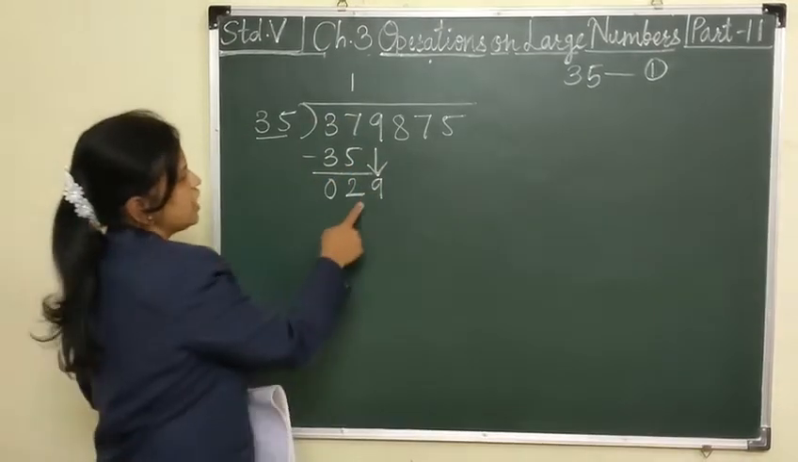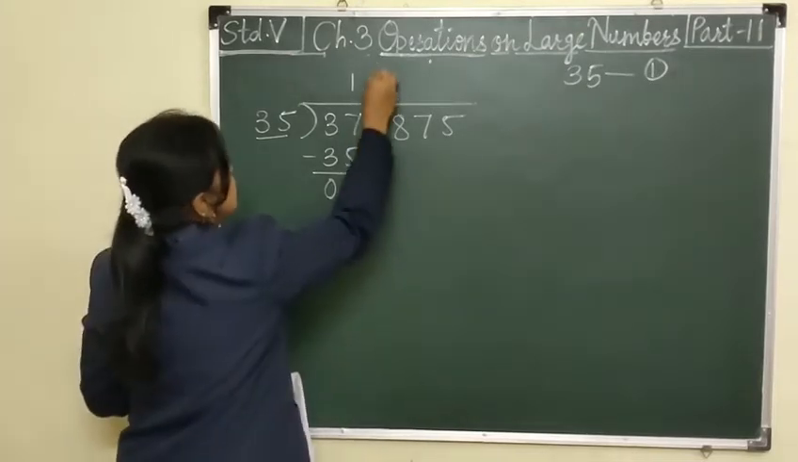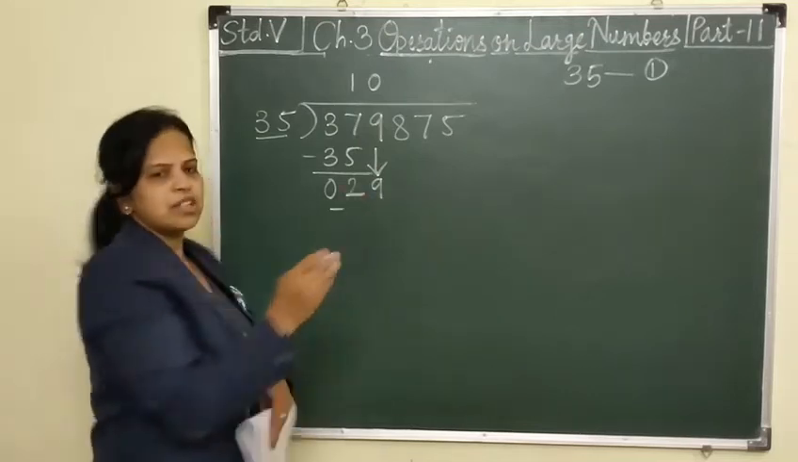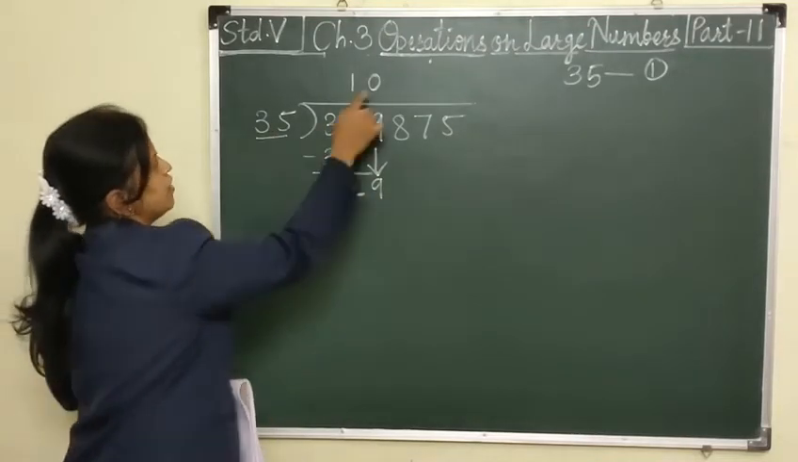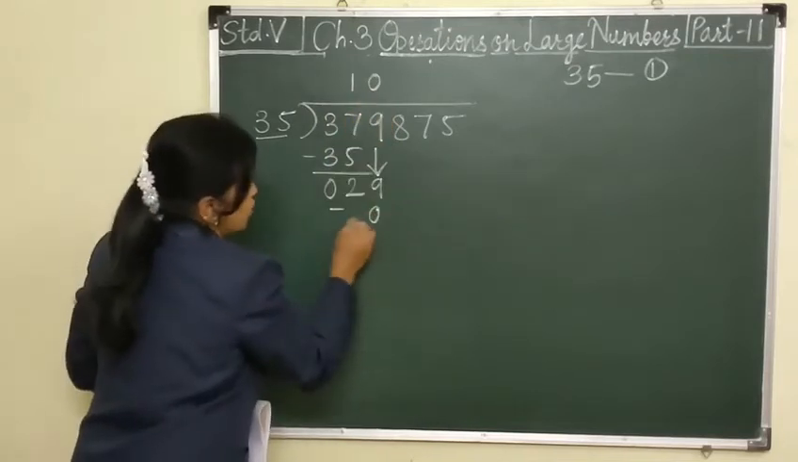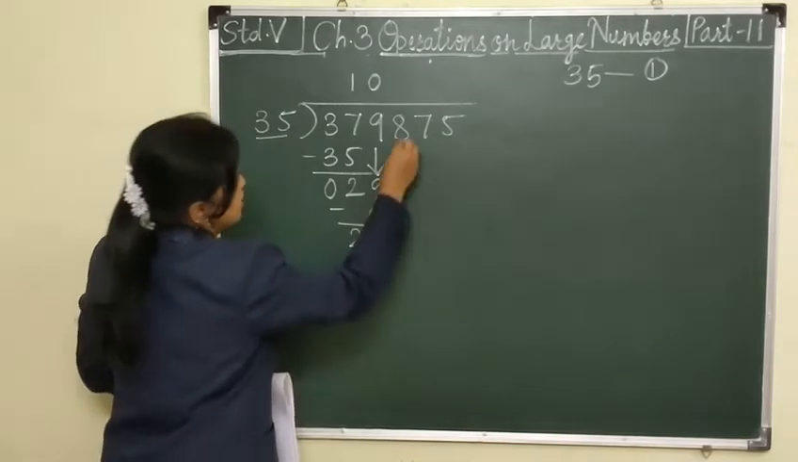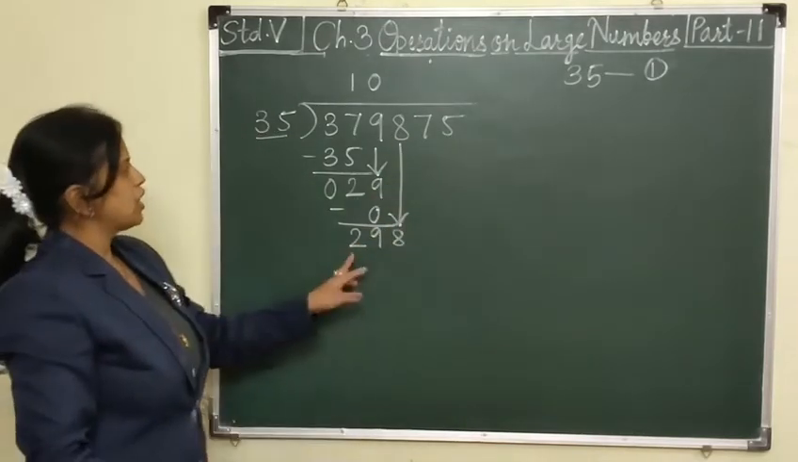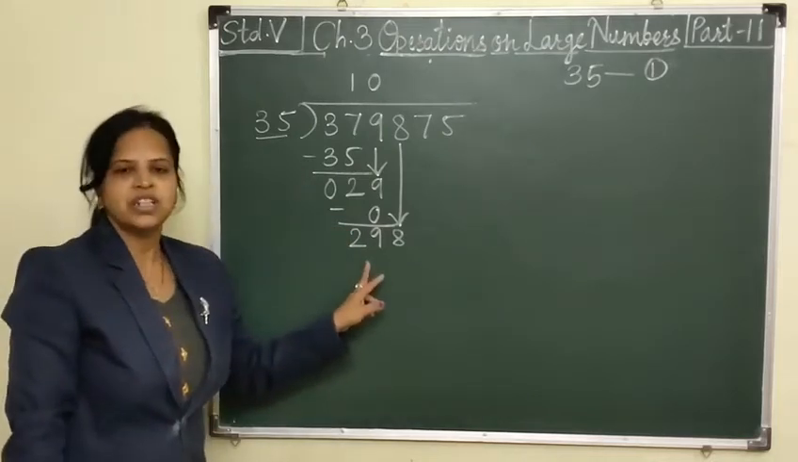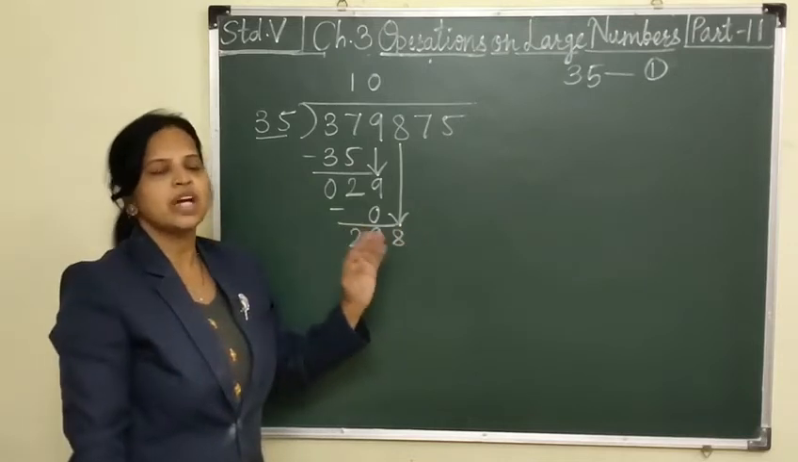Now 29. This is smaller than 35, so put the quotient 0. When you get a number smaller than the divisor, you should put the quotient 0. 35 zeros are 0, and subtract this 0. Again 29 will be as it is. Now take this 8 down. Now I should count the table of 35 till I get 298, or at least till I get a number which is greater than 298.